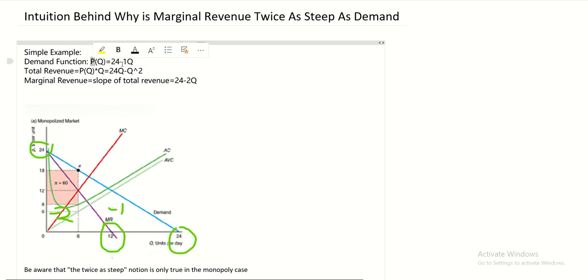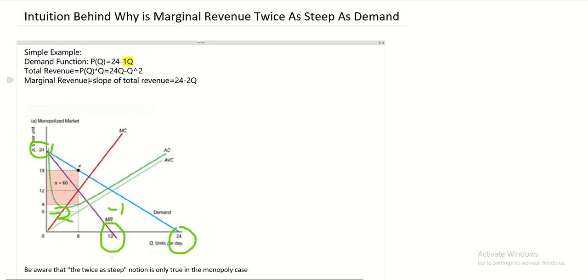P, which is equal to 24 minus 1Q. I will highlight this to simplify analysis further. Total revenue is calculated by P times Q. So we basically use this P function and times the quantity demanded, which gives us the total revenue earned by this firm, which is 24Q minus Q squared.